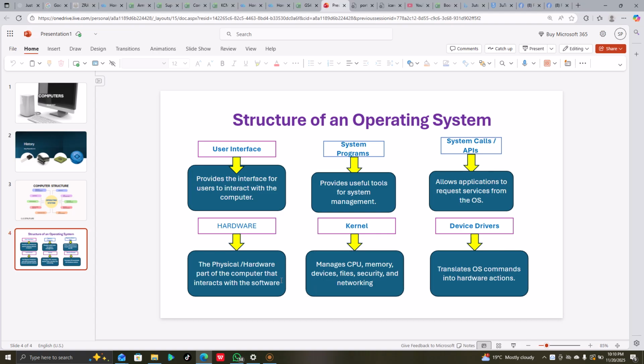And then we have the hardware. We all know what the hardware is, right? I'm using a desktop as we speak, and I'm touching the keyboard to type and to move the cursor. This is the hardware part of a computer, the part that you can feel, touch, and see. The hard drive, the memories, the peripheral devices, the keyboards, the screen itself, that's the hardware part, right? The physical part of the computer that interacts with the software.